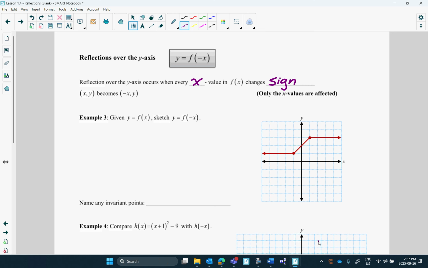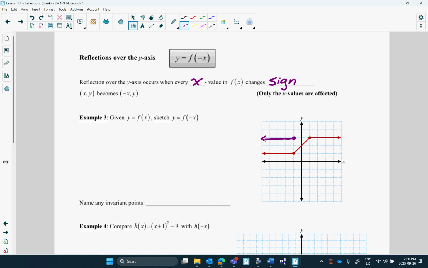So here we're given another graph of a function f of x, and this time we're asked to graph f of negative x. You could use mapping notation. I didn't put the table here, but you could use it. Or you could just go straight to the graph and flip everything over the y-axis. This is 5 away from the y, so it's going to go over there. This one's going to flip over here.